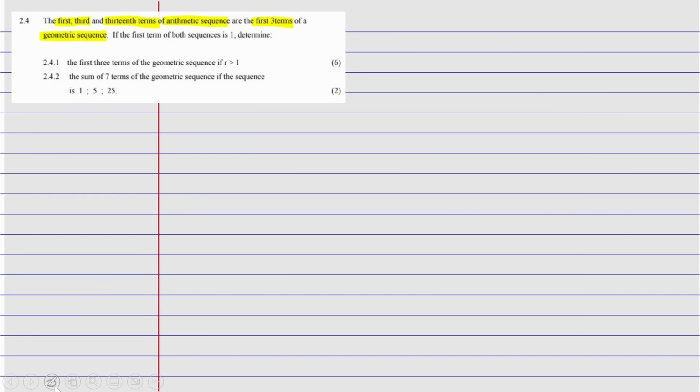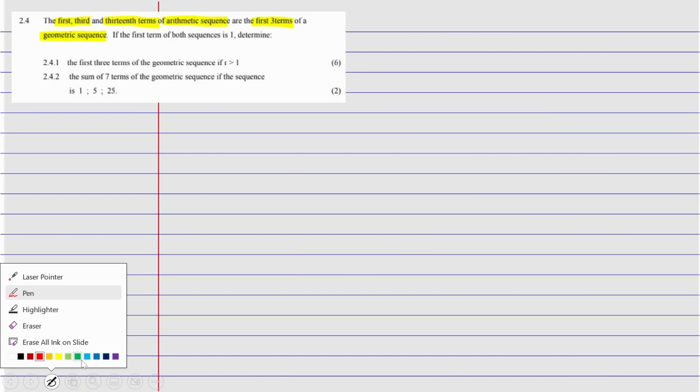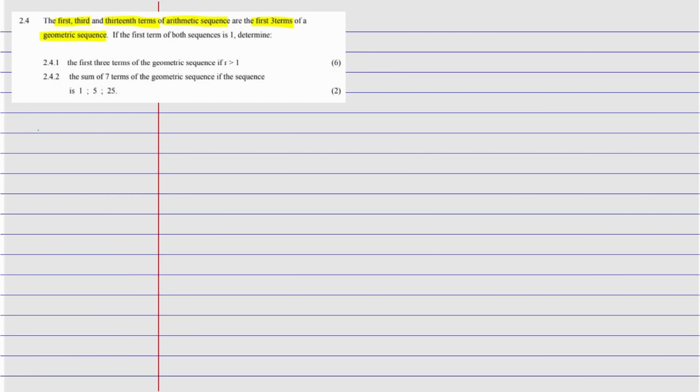We know the fact that, and I'm just going to do it in different colors, right? So the one in light blue is going to represent the arithmetic, and the one in dark blue is going to represent the geometric, right? So what did they tell us?